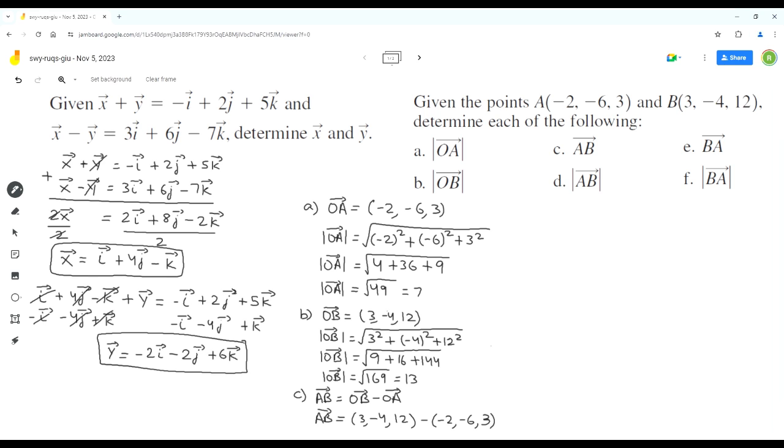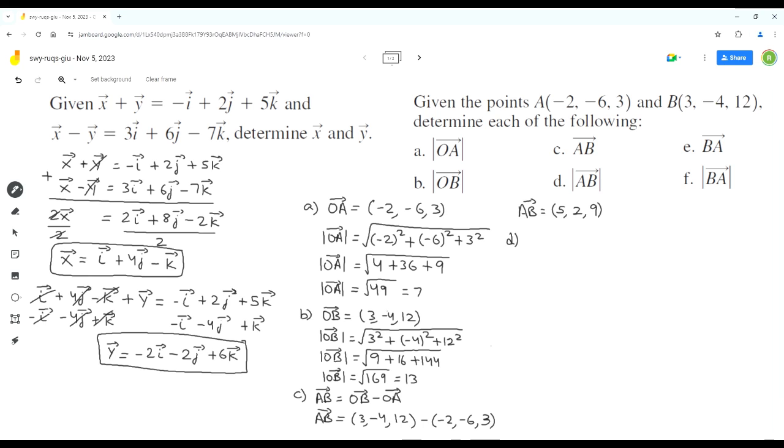Now we can subtract these two vectors. So we have to subtract their x, y, and z components. So for the x component, 3 minus negative 2 is equivalent to 3 plus 2, which is equal to 5. And then negative 4 minus negative 6 is equivalent to negative 4 plus 6, which is equal to 2. And 12 minus 3 is equal to 9. So this is vector AB, the final answer for part C.